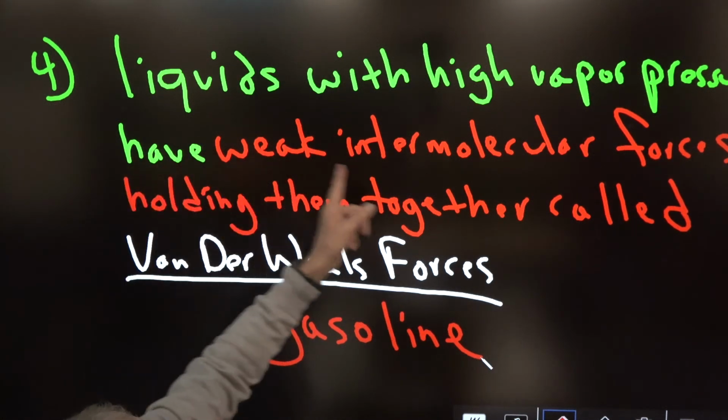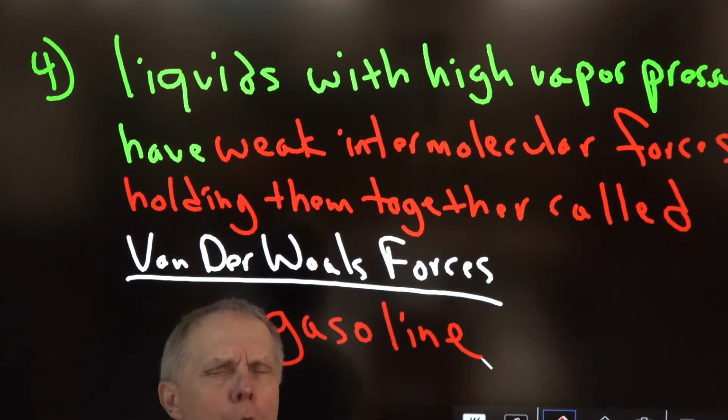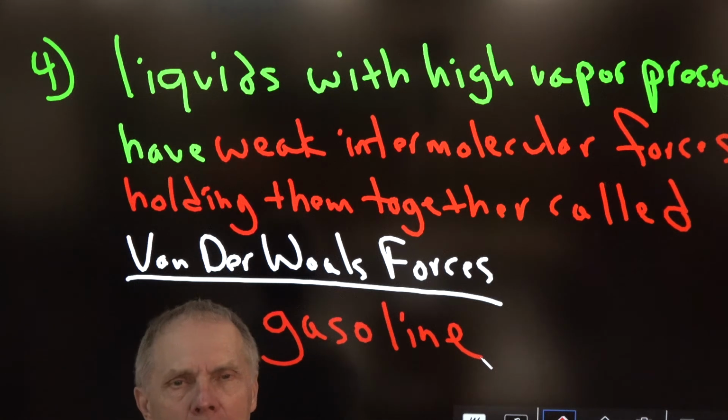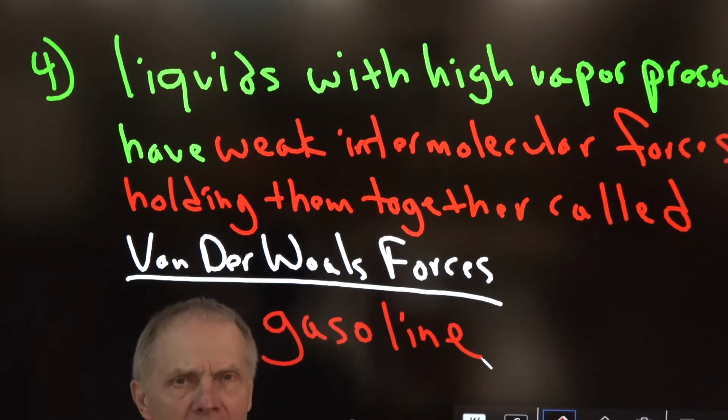So liquids with high vapor pressures usually means they evaporate quickly. Fingernail polish remover. But the main one is gasoline or petroleum products. Okay, so now you know vapor pressure, the pressure pushing up from a liquid.